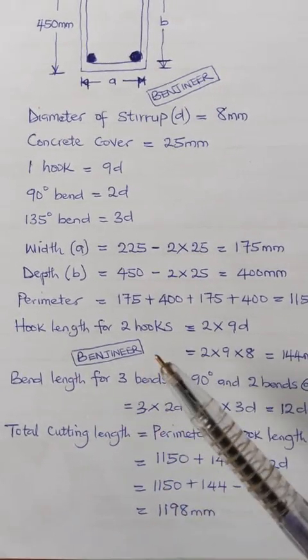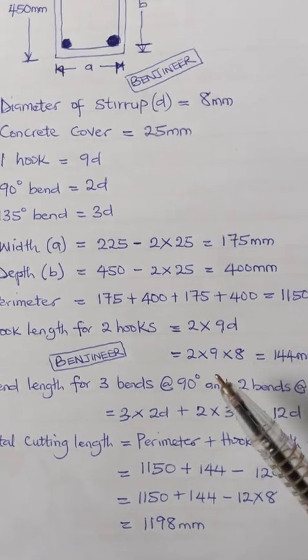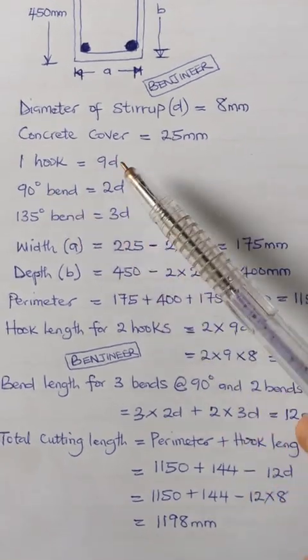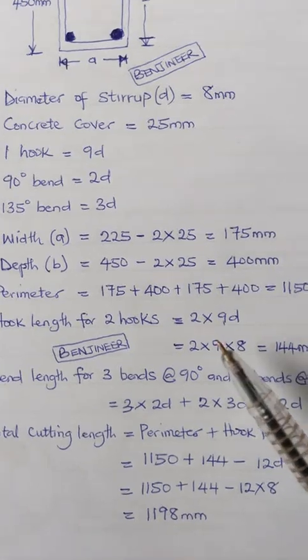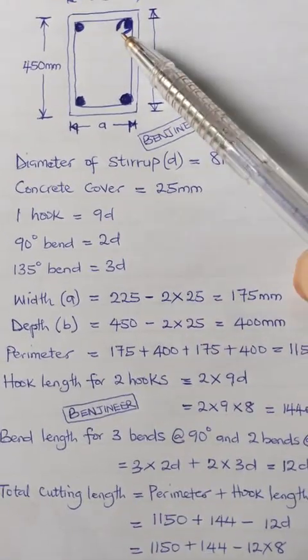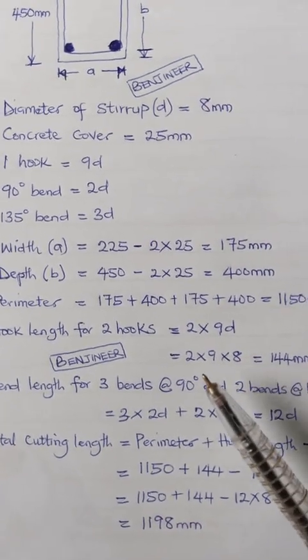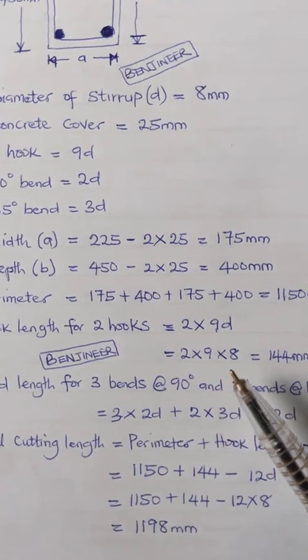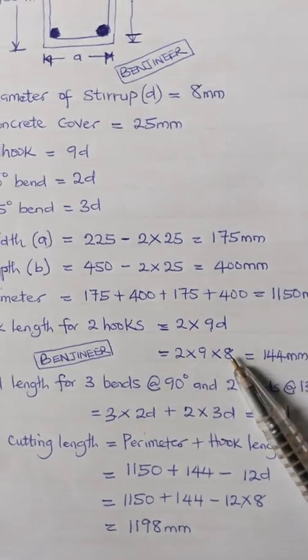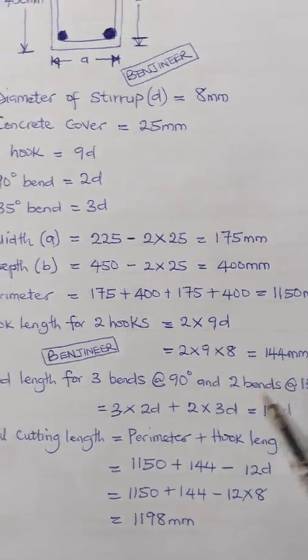Then the hook length for two hooks, like I said earlier, is 2 multiplied by 9D. We know that one hook is 9D. So we have two of the hooks now, this hook and this hook here. So we have it as 2 multiplied by 9D. That will give us 2 multiplied by 9 multiplied by D, where D is the diameter of the stirrup. So that will give us 144 millimeters.